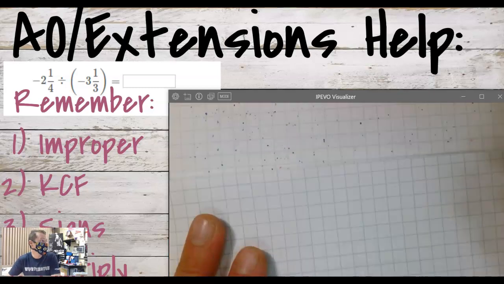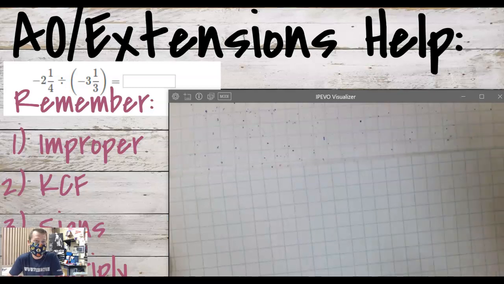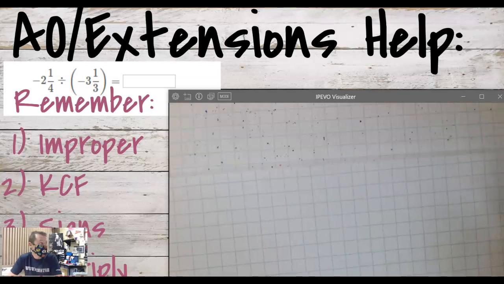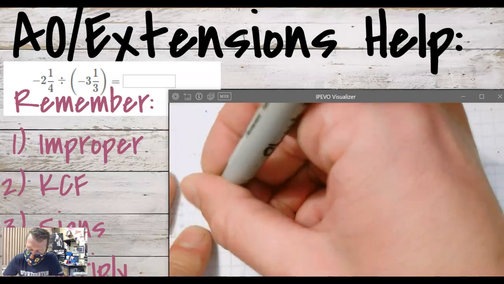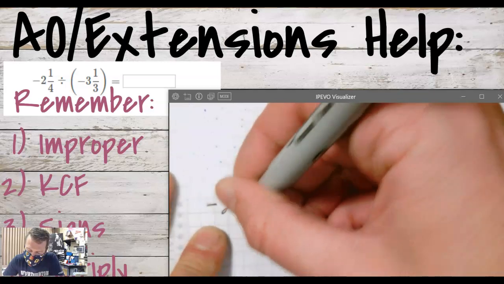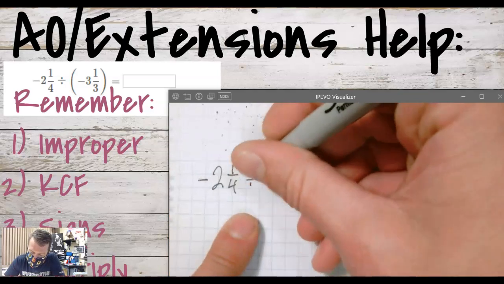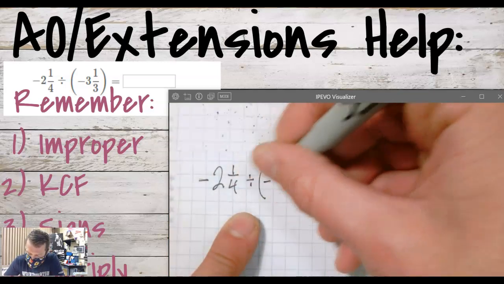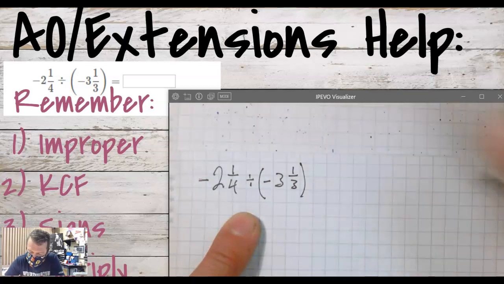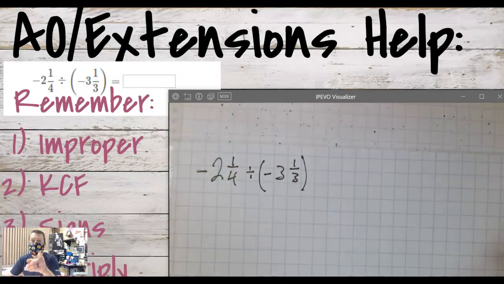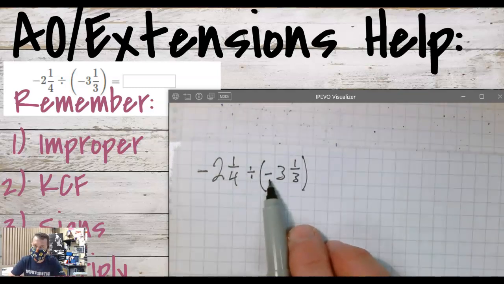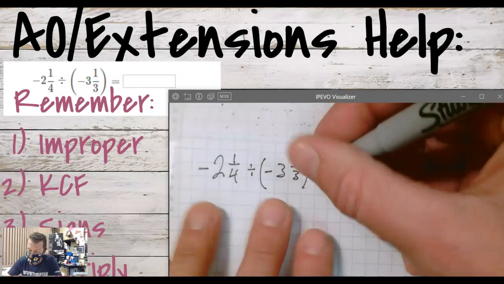All right, so dude, the first thing we do is improper, but before we even do that, do you notice anything about the numbers we're working with? Anytime we write down a problem, our brain should be turned on thinking about what we're writing down. So we write down -2 1/4 divided by -3 1/3. Do you notice anything from writing those down? They're both negative mixed numbers. And a negative divided by a negative equals a positive.